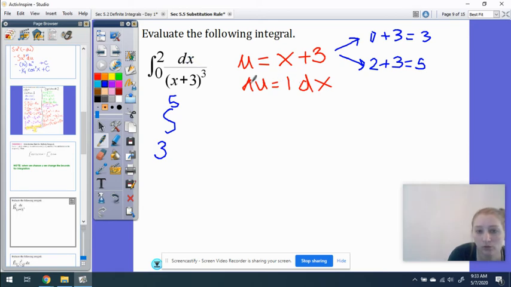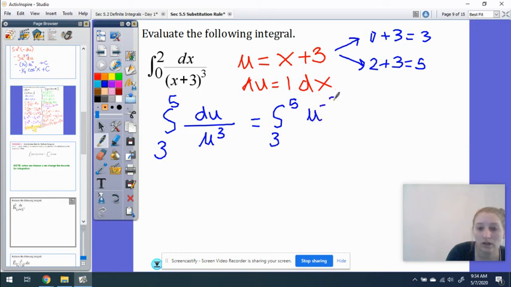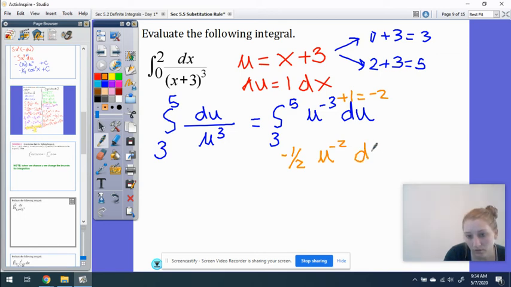So dx is equal to du. So we're going to say du is at the top, and at the bottom here, I'm going to have u to the third. Okay, so I don't know about you, but I really dislike fractions. So I'm going to rewrite this as 3 to the 5th, u to the negative third power du. Okay, so we add 1, and so that's going to give me negative 2. So we're going to say negative 1/2 u to the negative 2 du.